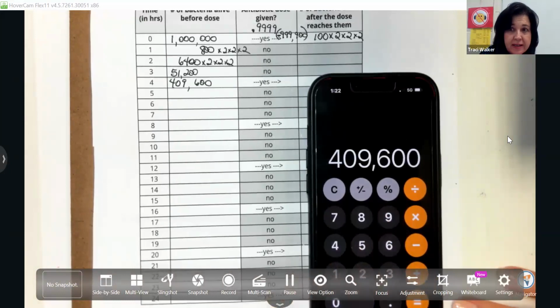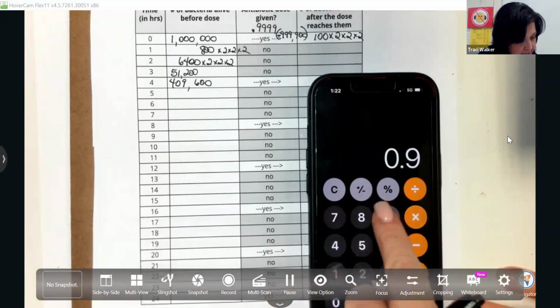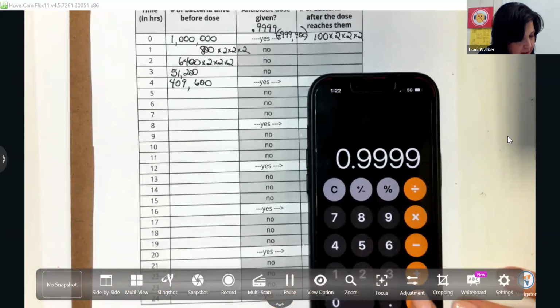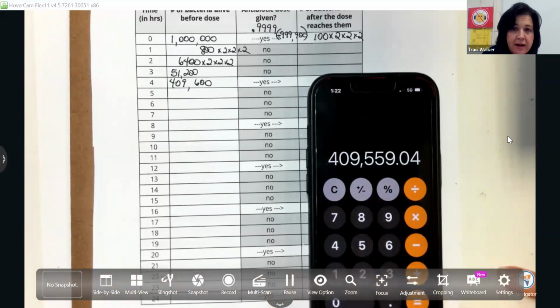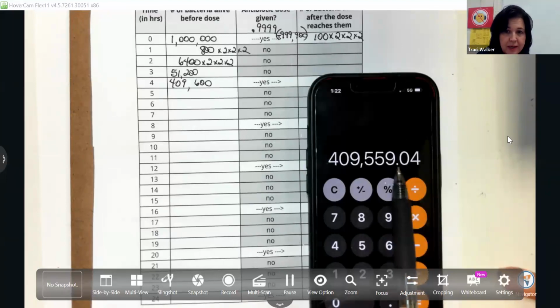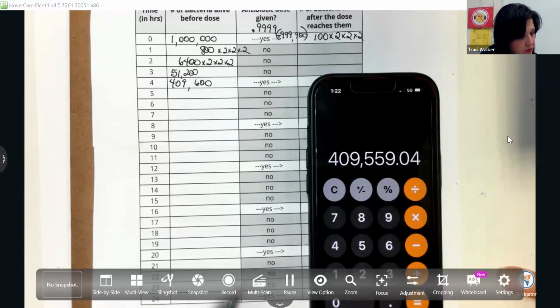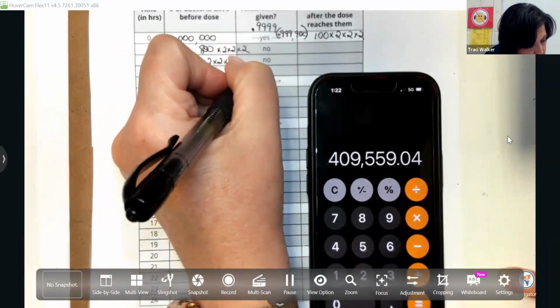bacteria. I'm going to kill 99.99%. So 0.9999. And that means I'm rounding to the nearest whole number, because you can't have a half of a bacteria. If you have a half, then it's gone, it's dead. So we're going to round to the nearest whole number. So since I have a 0.0, I am just going to round to 409,559.